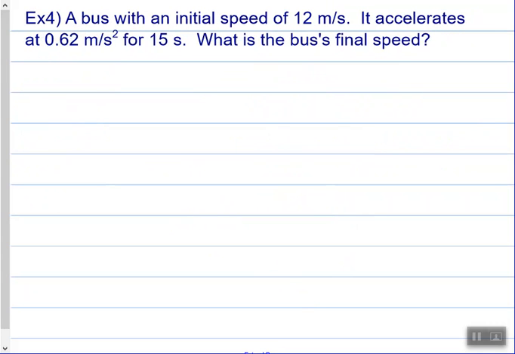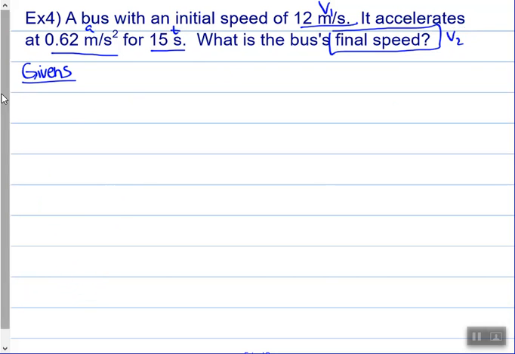Example 4, we have a bus with an initial speed of 12 meters per second. It accelerates at 0.62 meters per second squared for 15 seconds. What is the bus's final speed? So givens. So initial speed, so that's V1, accelerates at this, so meters per second squared would tell me that it's an acceleration even if it didn't say it in the question. So acceleration and seconds time. I'm looking for V2 this time.